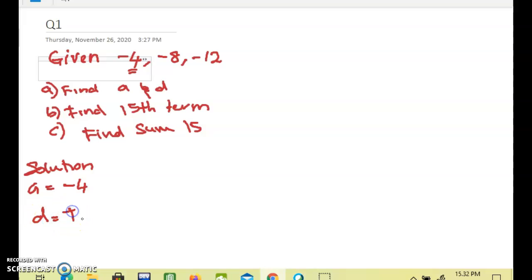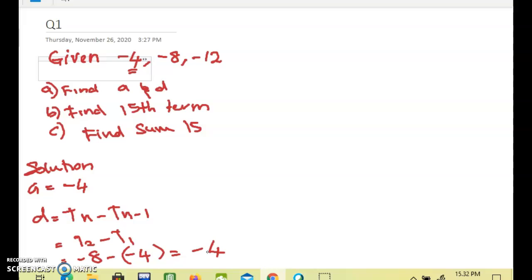Now we want to find D. D can be found by using this formula. So I have T2 minus T1. So I have -8 minus -4, so we get -4. So the D answer is -4. Okay, now let's do the second question.